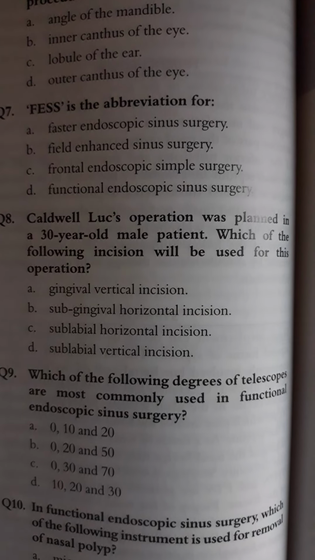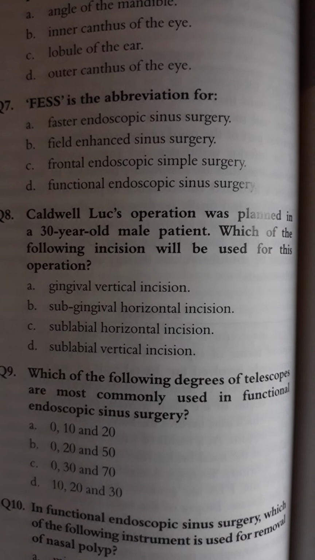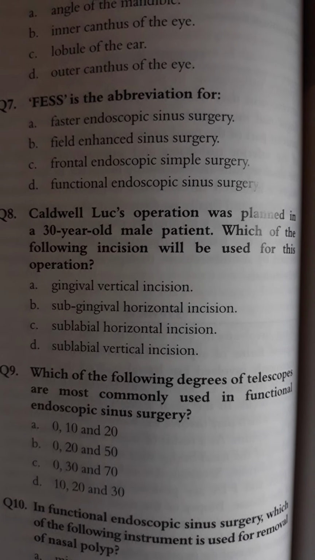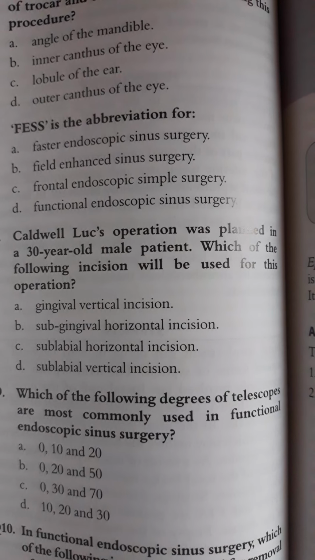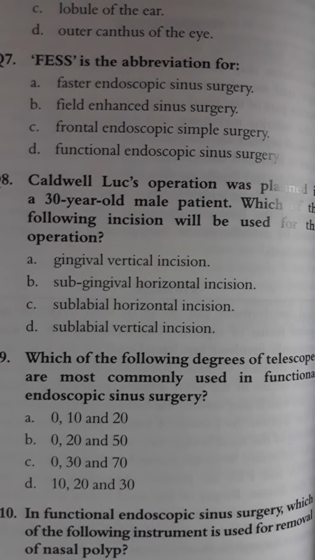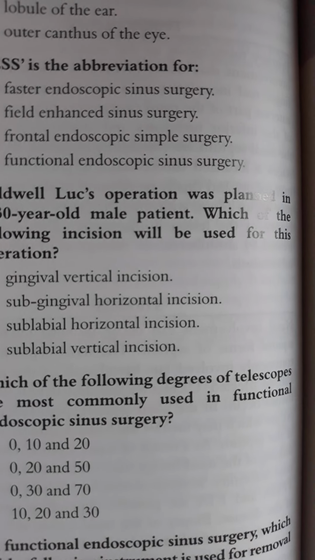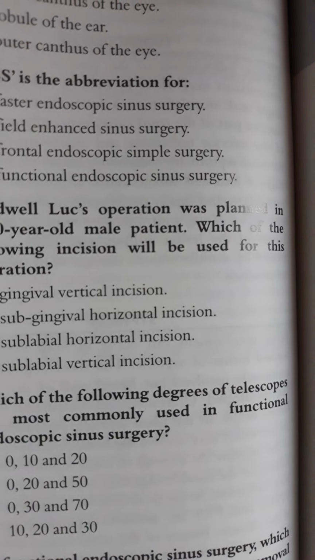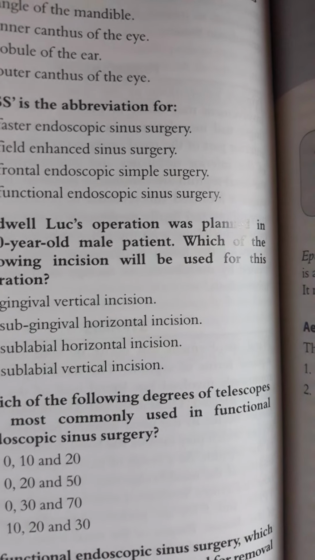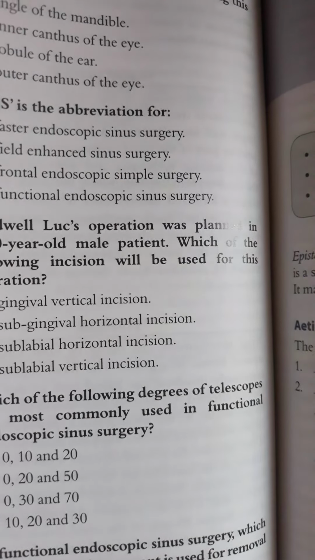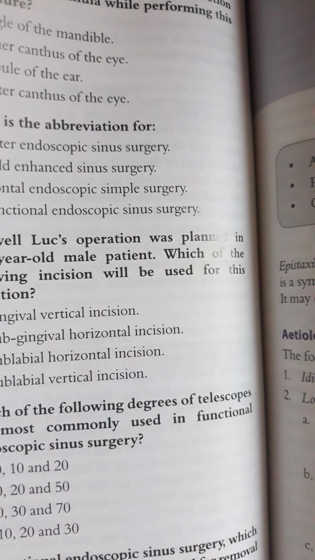Question 8. Caldwell-Luc operation was planned in a 30-year-old male patient. Which of the following incisions will be used for this operation? Answer is sublabial horizontal incision. It is given a few millimeters below the gingivolabial sulcus.